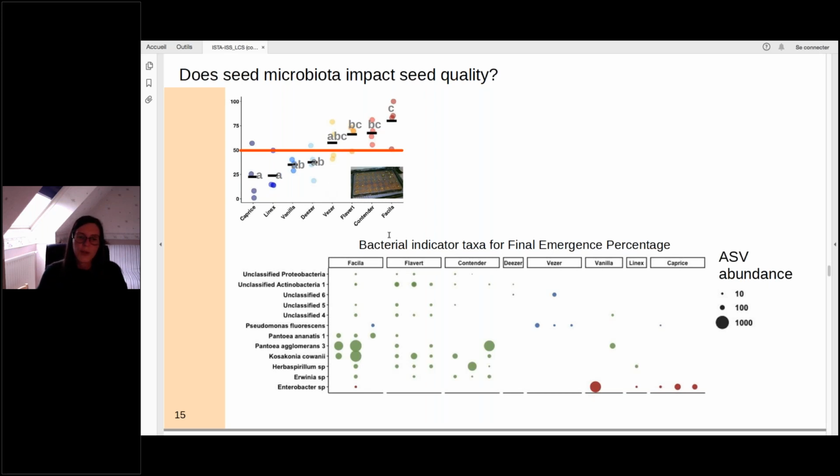So here, for bacteria only, you've got the high emergence percentage varieties here, and the low emergence percentage common bean varieties here. We can see that some bacterial taxa are mainly found in high emergence percentage varieties, while others are only found in low emergence percentage varieties. So that is a correlation. Now we would like to study the causality. Do those taxa directly impact the seedling emergence?